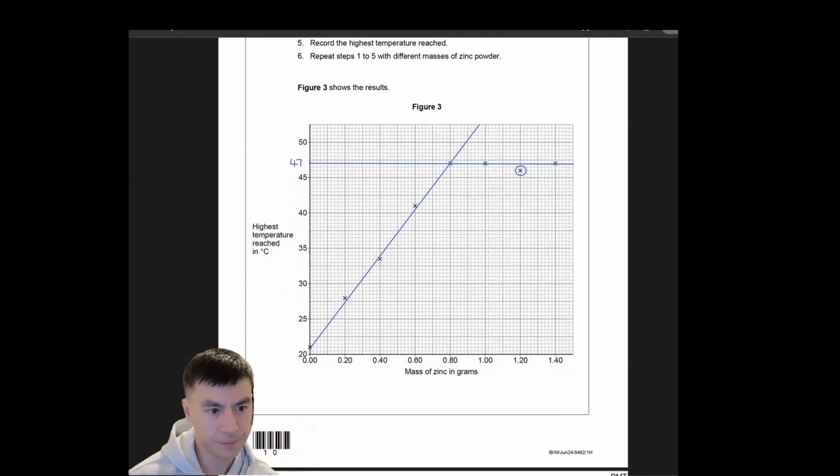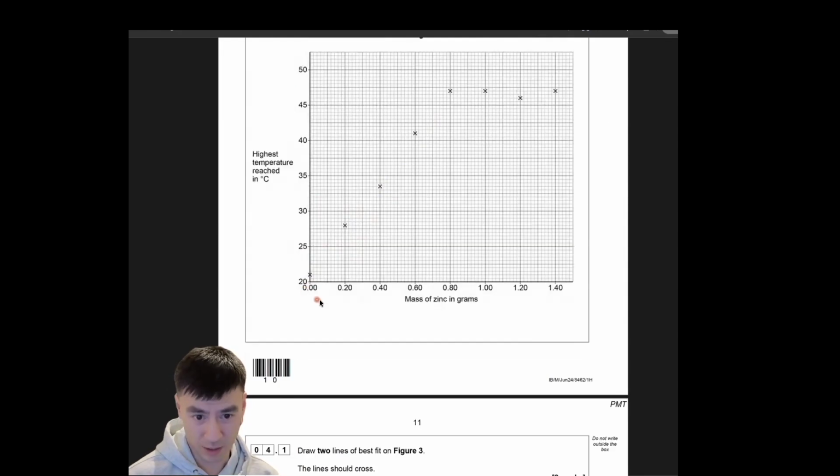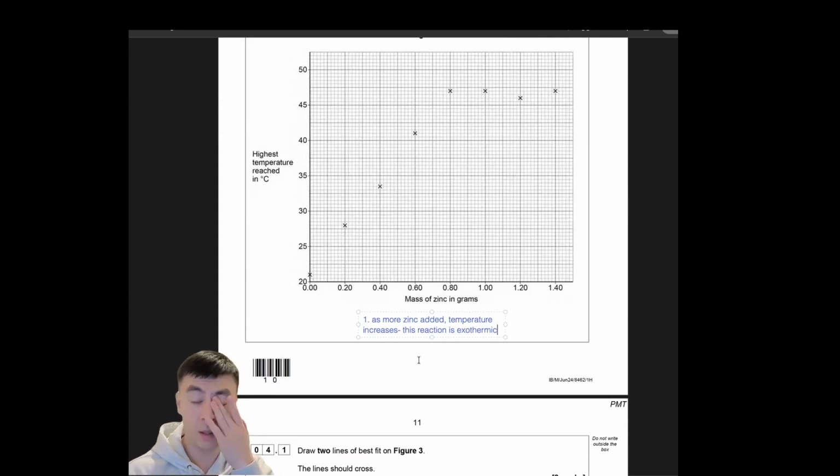Okay. All right, take a question. Explain the results shown in figure 3. Do not refer to the anomalous points. Use data from figure 3. So we need to use data, and not talk about anomalies. As we put more zinc in, temperature increases. As more zinc is added, temperature increases. Why? This reaction is exothermic. Remember, exothermic is heat releasing, endothermic is heat taken in, heat absorbing.